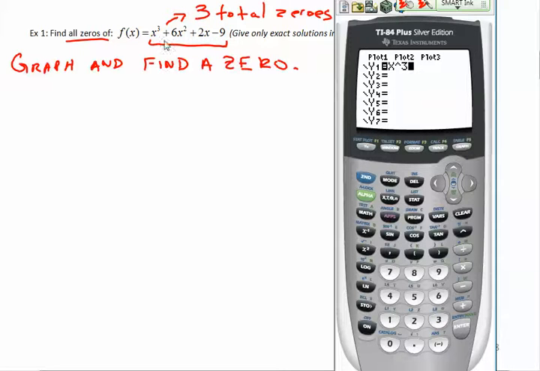All right, so check it out. We got x to the third plus 6x squared plus 2x minus 9. All right, graph that.